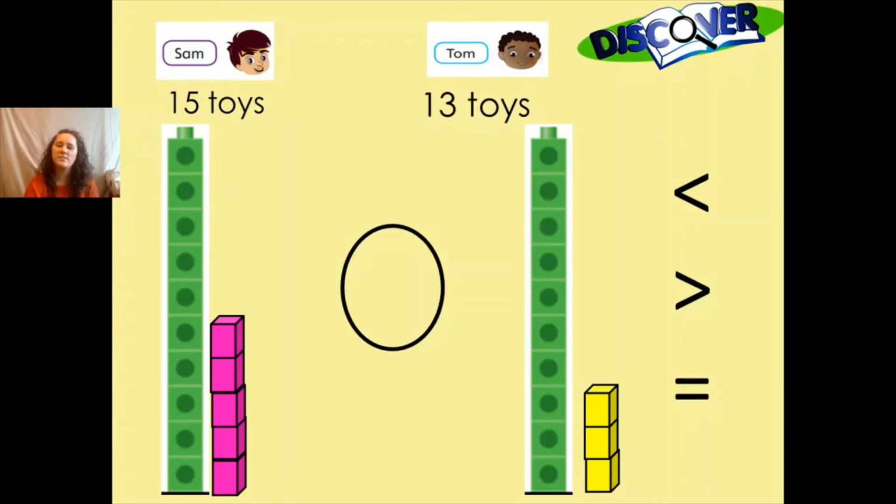Fantastic. We are going to need our greater than symbol. Remember, we always read starting from this side, and 15 is greater than 13. So we have found out the answer to our question. Sam has more, and we were able to prove it by representing their amount using cubes. Right, let's do one more.